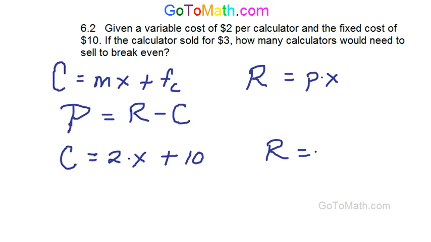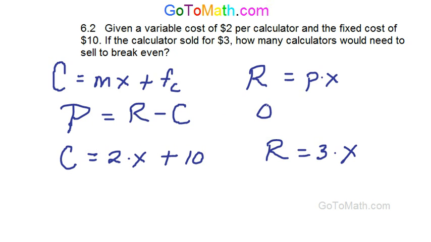And we got revenue is equal to the price of the item. It's $3 per calculator, right? So x would be the number of calculators. Of course, this x is the number of items sold. Right? Now, profit is equal to revenue minus cost.